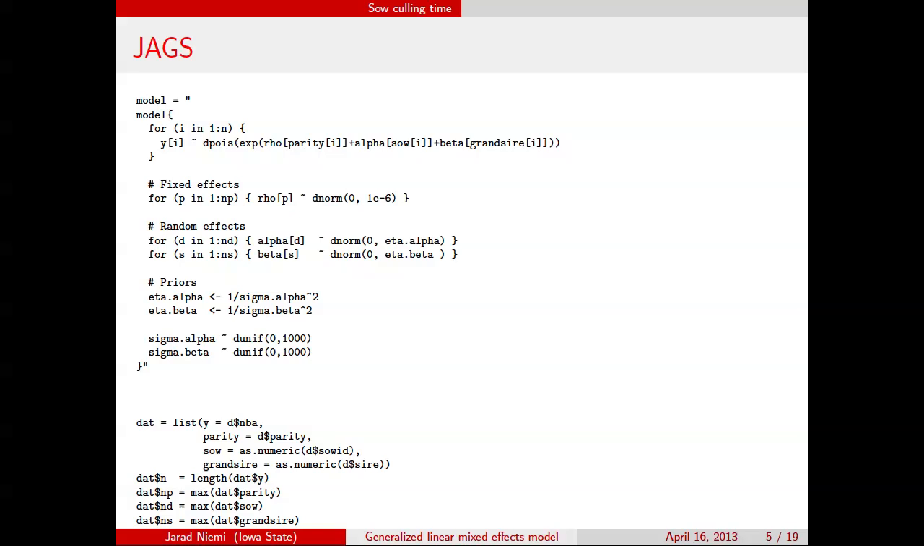Clear as mud? Clear as mud. Good. Hopefully it's some clear mud. Okay, no questions? All right.